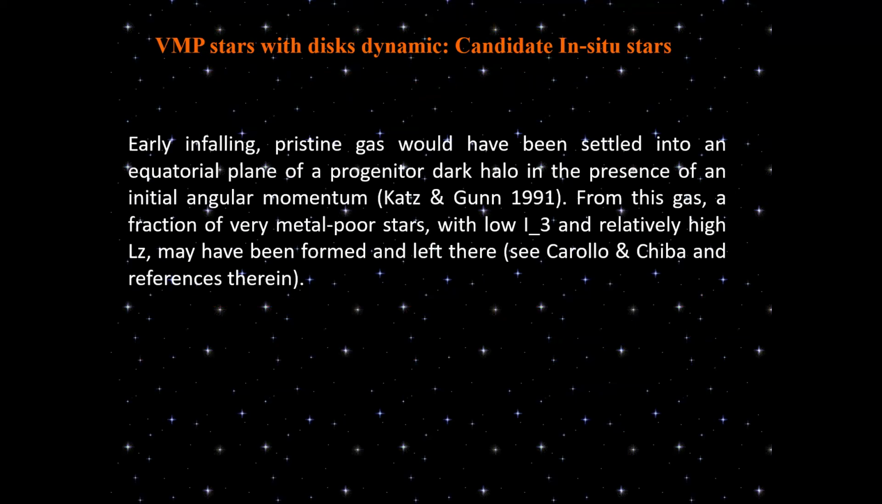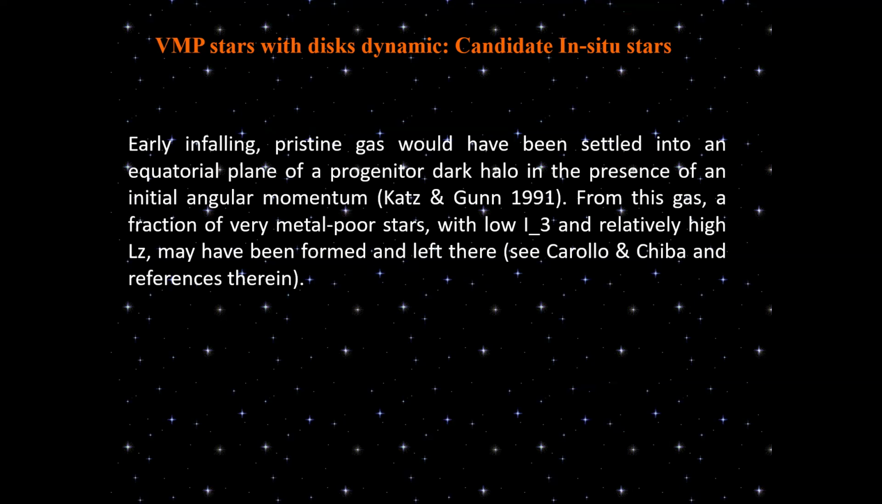What about the VMP stars in the disk? How did they get there? How did they form there? Consider that I'm talking here about very metal poor and extremely metal poor stars, the ones that we found in the Hamburg-ESO survey.